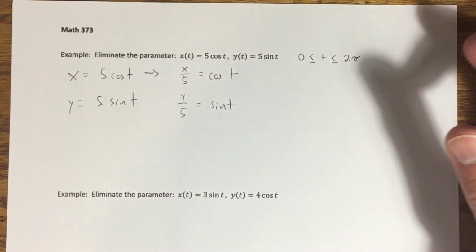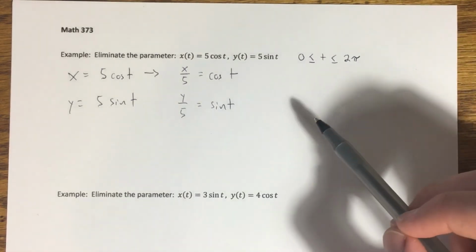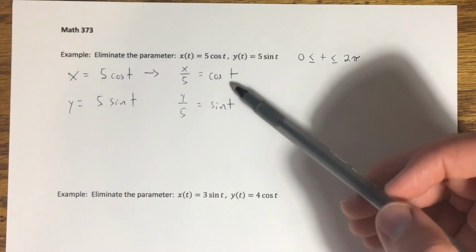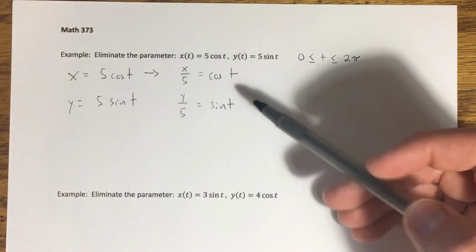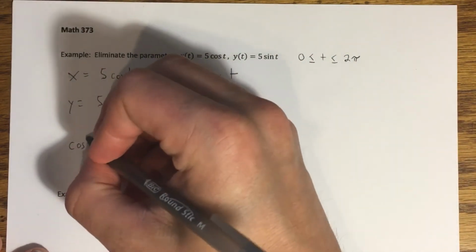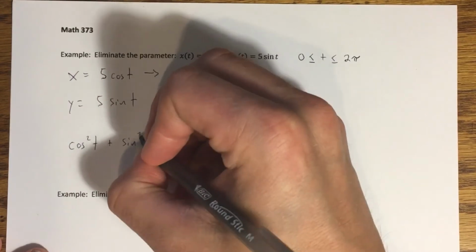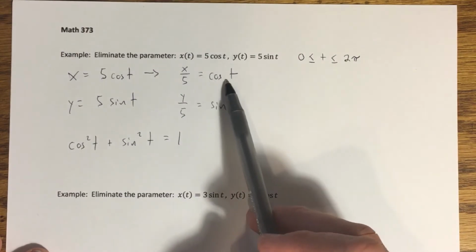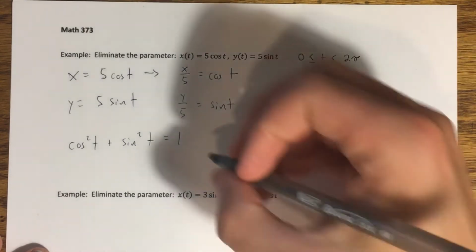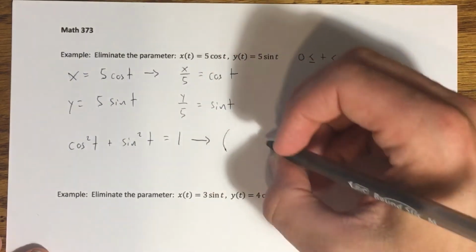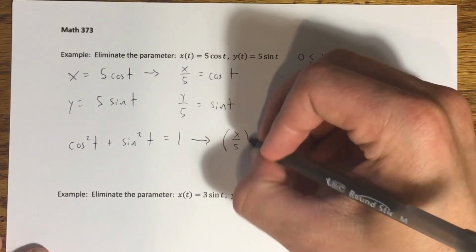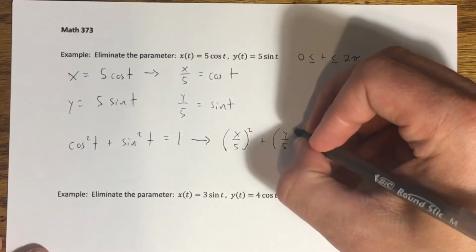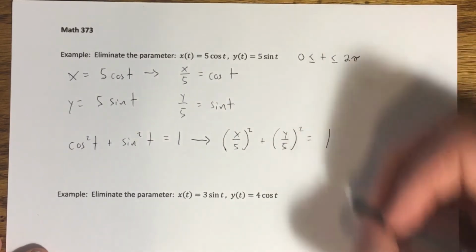But this is where we want to use identities. That's the benefit of having trigonometry here, is we have a ton of identities that help us do away with some of these trig functions. I'm going to use the Pythagorean identity. From my Pythagorean identity, I know that cosine squared of t plus sine squared of t is equal to 1. But I have expressions for both cosine and sine of t in terms of x and y. So cosine squared of t can be written as x over 5 squared plus y over 5 squared, and that's going to equal 1.